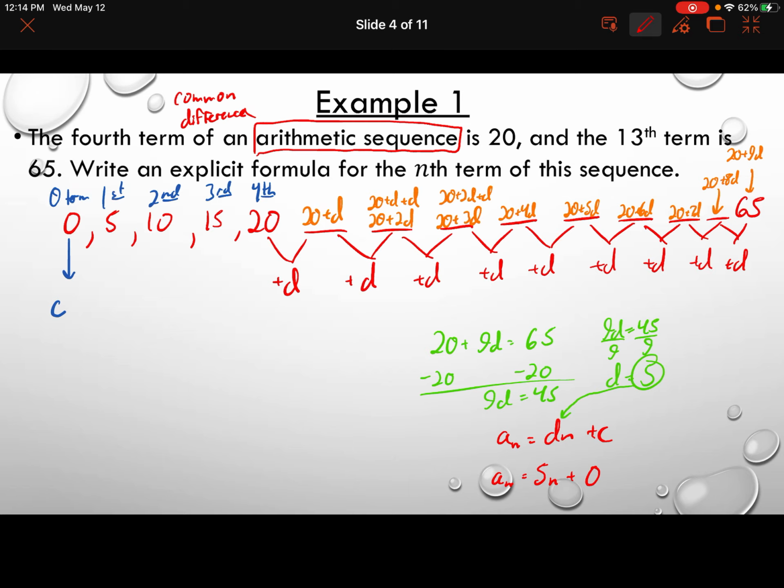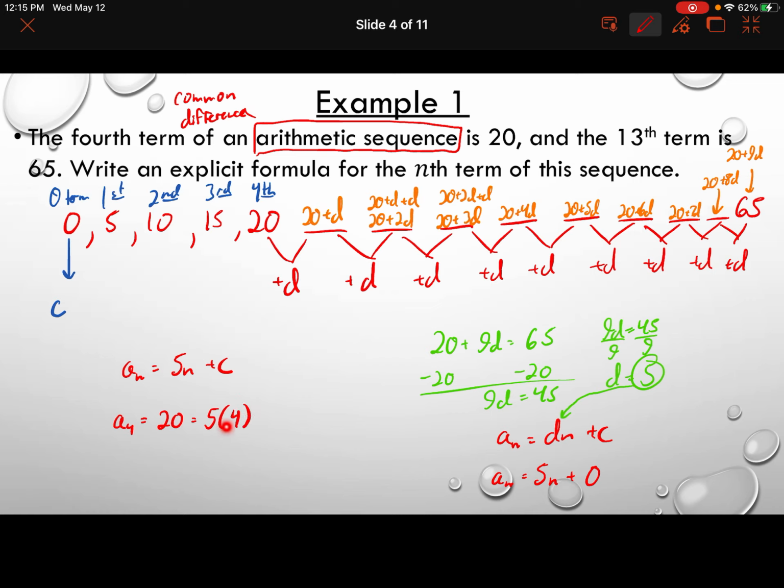So that's one way you could have found C. There is another way you could have found C. You could have also found C by doing this. We knew that this was our formula so far. Well, once again, we know what the fourth term is, right? We know the fourth term is 20 because it tells us in the problem. So we could have also done this. Since the fourth term is 20, that means 20 equals 5 times 4.